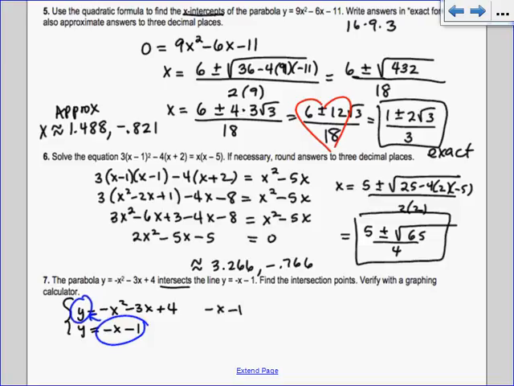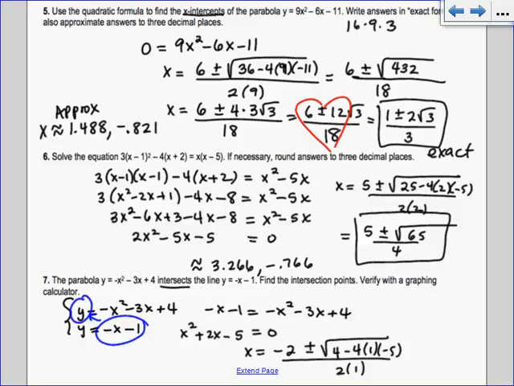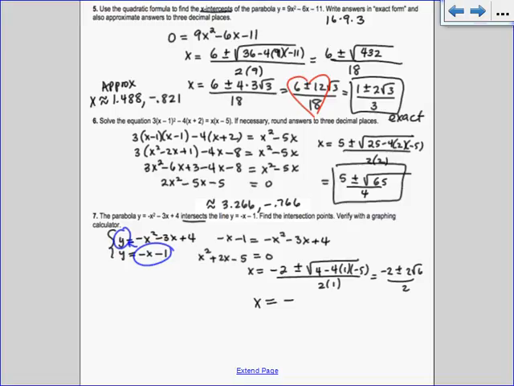So you're going to have negative x minus 1 equals negative x squared minus 3x plus 4. And you get everything on one side. So you have x squared, you add the 3x over, so you get plus 2x. You subtract the 4 over, so you get minus 5 equals 0. And then you can use the quadratic formula, so negative b plus or minus the square root of b squared minus 4ac all over 2a. So negative 2 plus or minus the square root of 24, which is 2 root 6, all over 2. So x equals negative 1 plus or minus root 6.